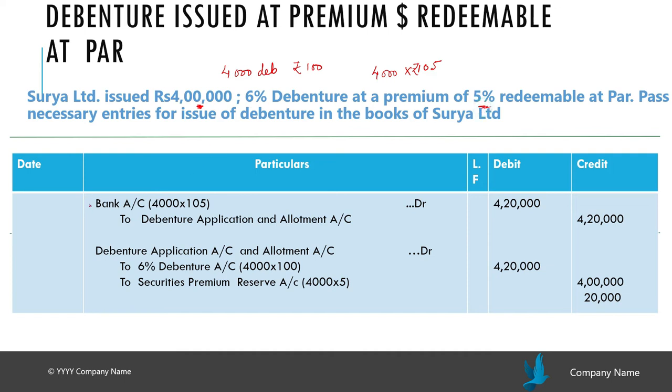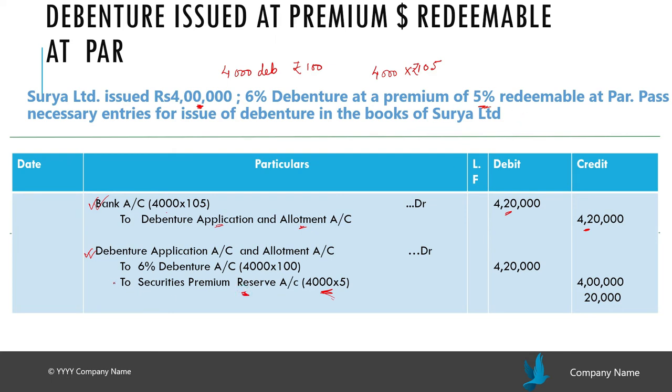So we can see here bank account will be debited with 4,000 into rupees 105, and the amount debited will be 4,20,000. The company will receive this amount at the time of application and allotment. So bank account will be debited with 4,20,000 and debenture application and allotment account will be credited with 4,20,000. And the transfer entry will be debenture application and allotment account to 6% debenture account and to securities premium reserve account. The 20,000, that means 4,000 into rupees 5, is the amount of premium which the company received at the time of issue.